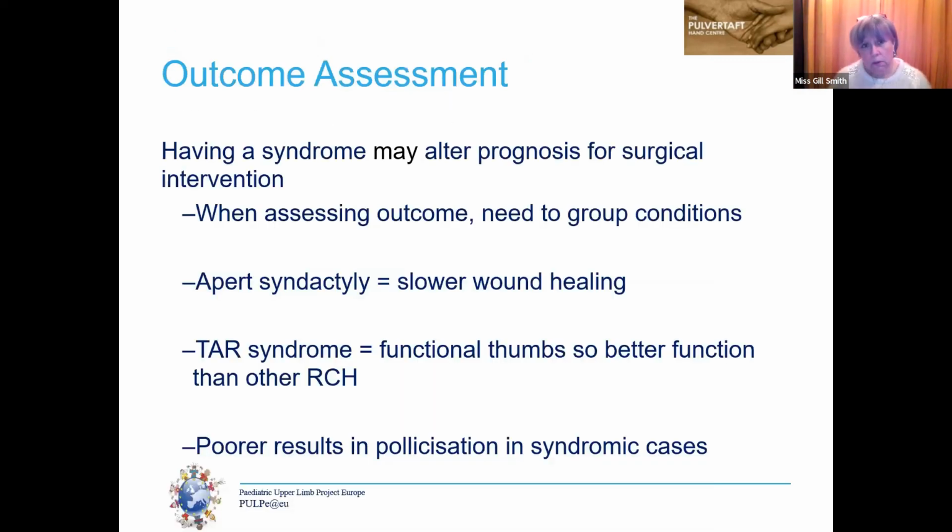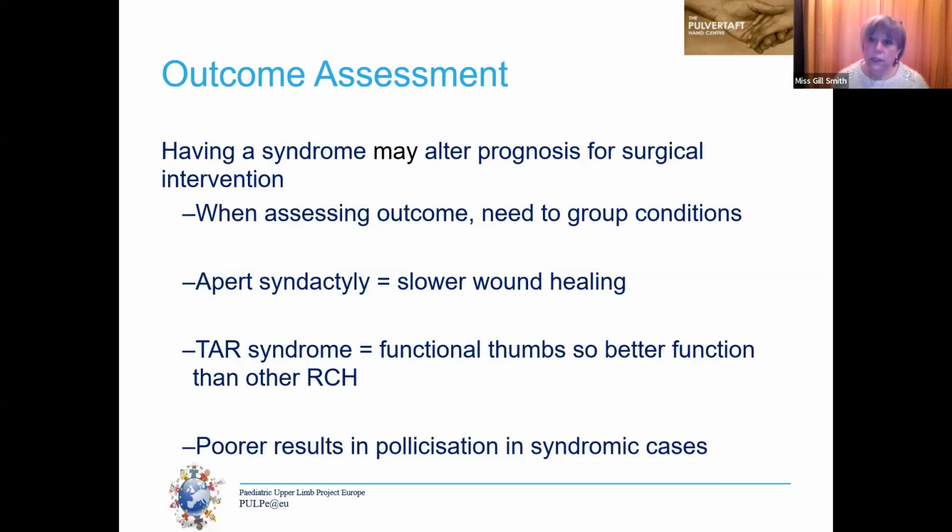It is important in knowing if you've got a syndrome, because it may alter the prognosis for surgical intervention. And then when you are assessing outcome, you need to group different conditions together that are appropriate to do so, so that you are comparing apples with apples.